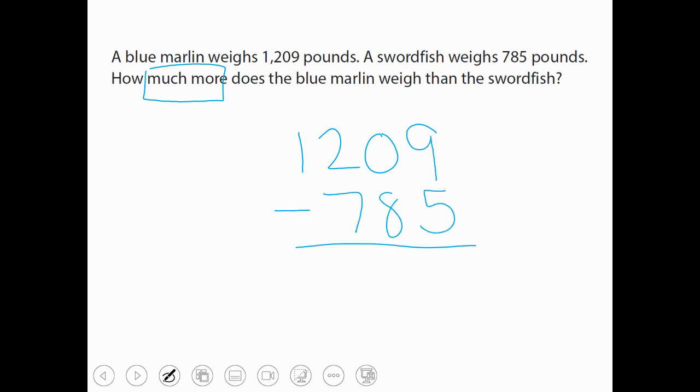All right, so 9 minus 5 is 4. 0 minus 8, oop, can't do it. So I'm going to cross off my 2. My 2 becomes a 1. My 0 becomes a 10. 10 minus 8 is 2. All right, 1 minus 7, oh, can't do that one. So cross off the 1, make it a 0. That 1 becomes an 11. 11 minus 7, I can do that. That would be 4. So my answer is 424.